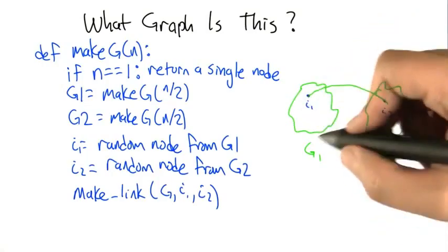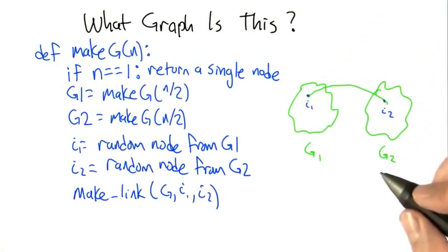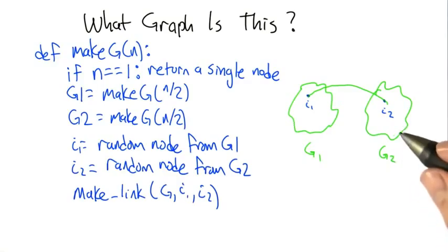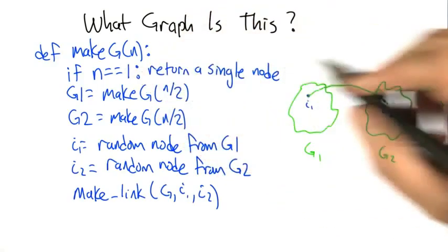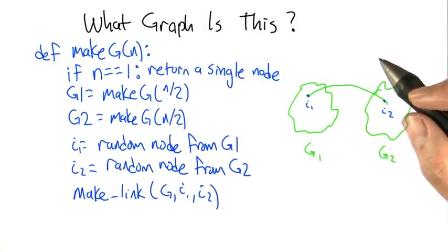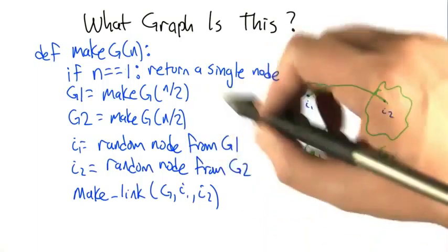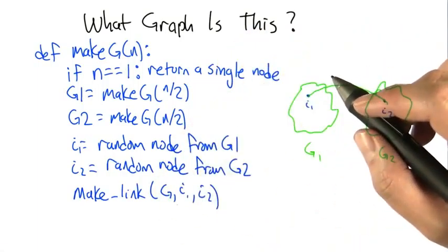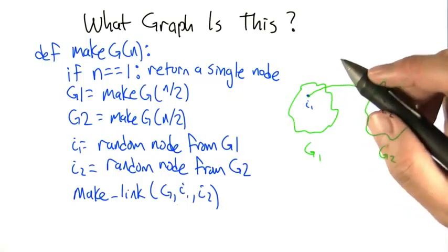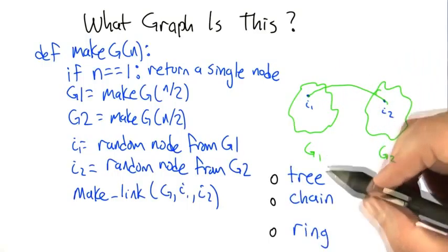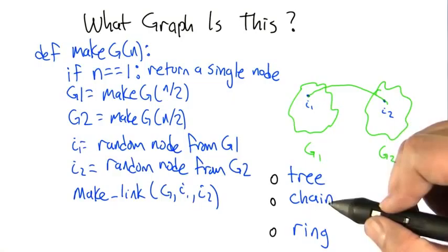Now in this picture, it's not really clear what's going on inside of these. What I'd like you to do is figure it out. So maybe take n to be some small power of 2, like 4 or 8, and trace through this pseudocode to try to figure out what kind of graph pops out. So here's 3 choices to choose from. What we get out, is it a tree, is it a chain, or is it a ring?